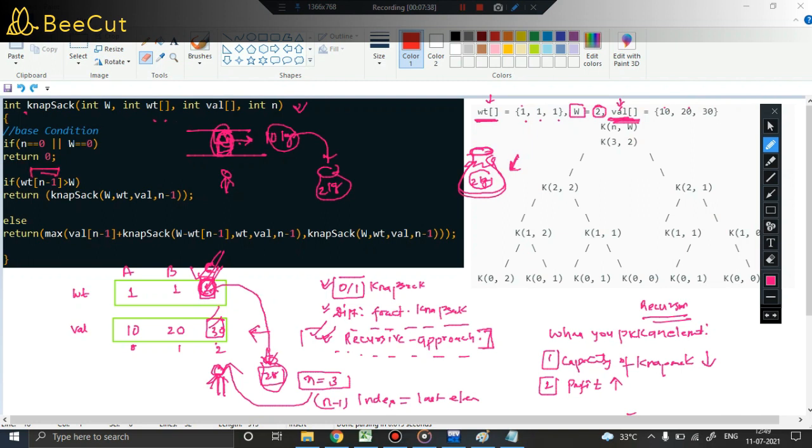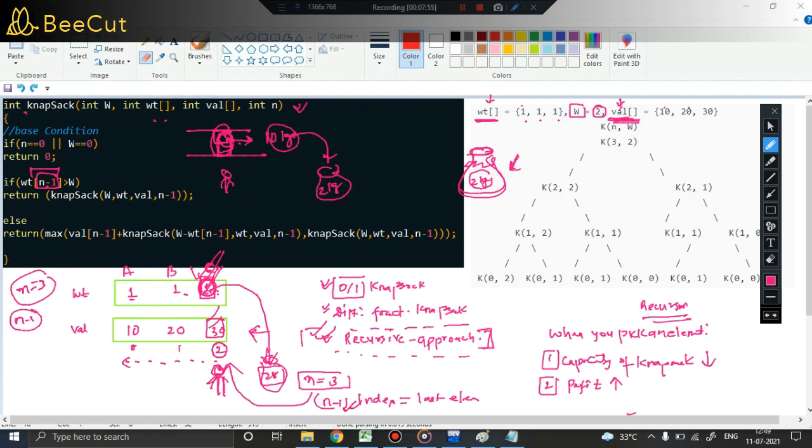Now why am I writing n minus 1? I just explained. If n equal to 3 is the total number of items, the last item will be at index n minus 1, right? The last item is at index n minus 1. You can see, at index 2. That is why I am writing n minus 1. And remember, I am always starting from the rightmost element and then slowly moving towards the left.